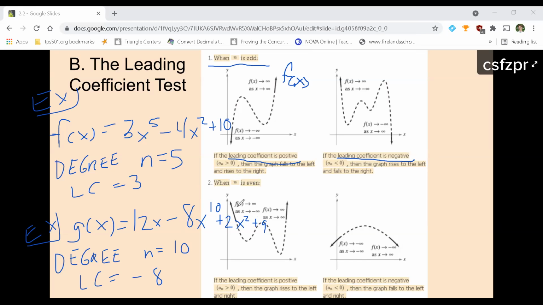If n is even, y will go to positive infinity no matter what, as you go to the right or left, like a parabola, or it'll both go to negative infinity. And what determines whether or not it goes up or down is whether or not your lead coefficient is positive or negative. In this case, it's negative, so this would be the case for g of x. As x gets really big, y goes to negative infinity. As x gets really big with negative numbers, like -10,000, -10 million, y goes to negative infinity.